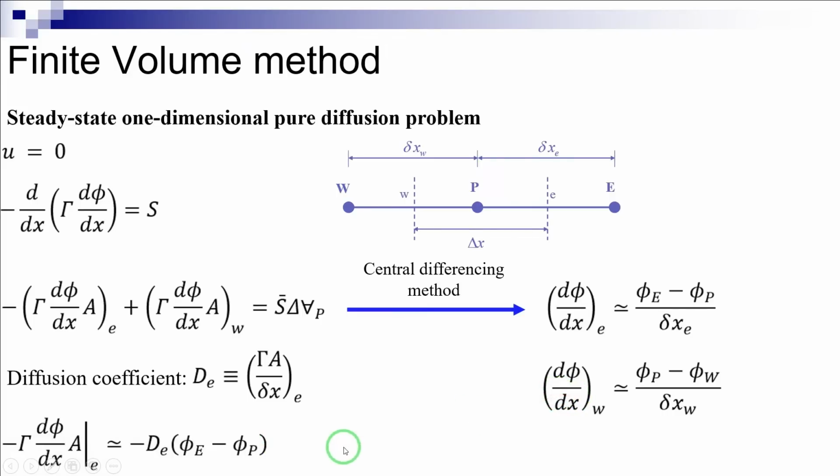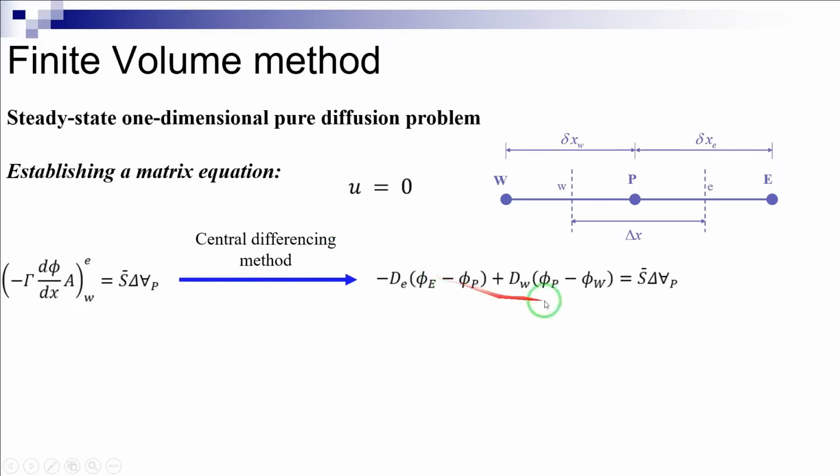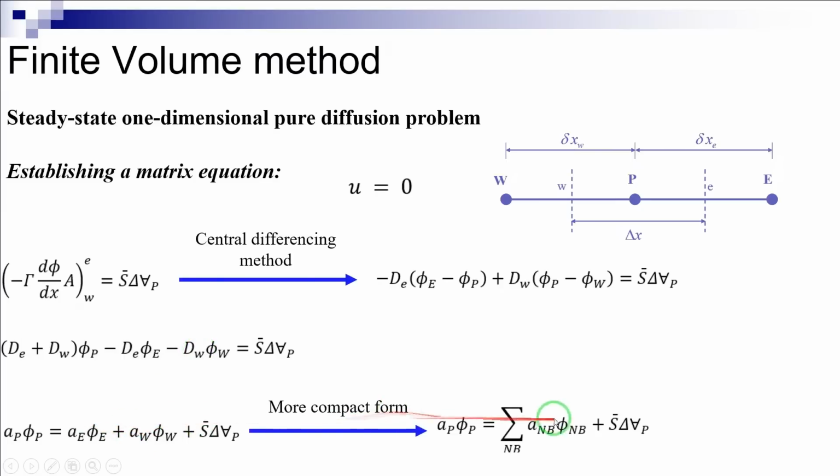Establishing a matrix equation. In the absence of a velocity field, i.e. u equals 0, the steady state diffusion problem is written as follows over the one-dimensional uniform grid presented in this figure. By estimating the gradients of the variable phi using the central differencing method, we will have this equation. The above equation can be rearranged as shown here. This is the discretized equation of diffusion flux and can be rewritten in the following standard form, or in a more compact form as shown here.